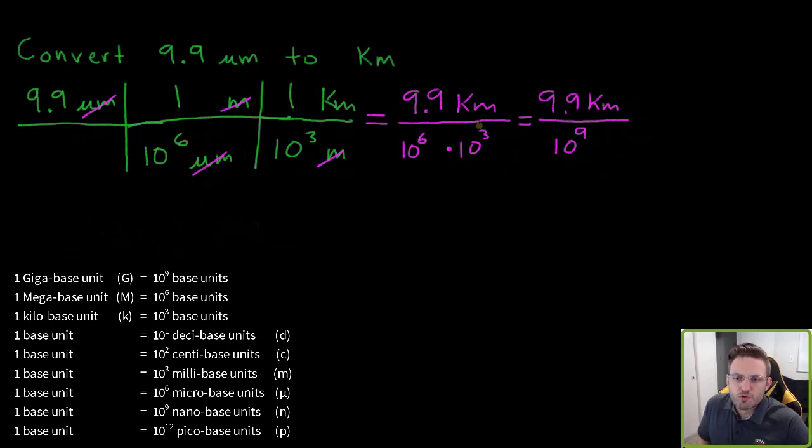We usually don't want to leave an exponent in the denominator, so we're going to move that to the top. You can move it to the top by changing the sign of the exponent. So we can change this from 10 to the positive 9 to 10 to the negative 9. Let's try that. We get 9.9 times 10 to the negative 9, since we flipped it to the top, kilometers. And that should be our final correct answer in strict scientific notation.